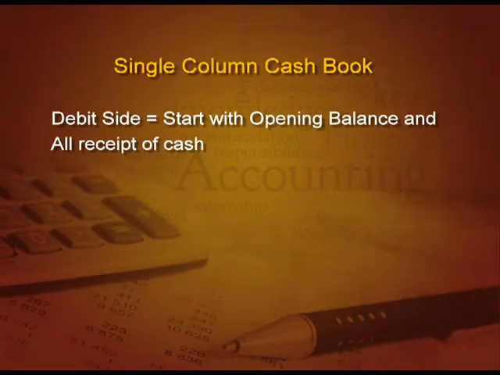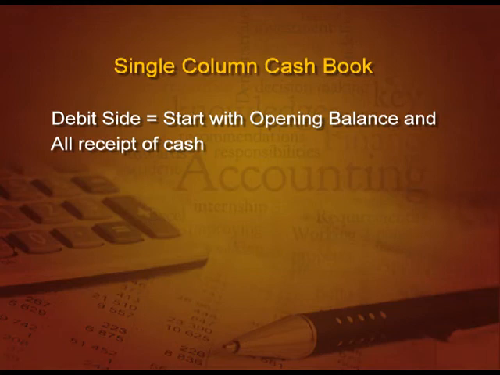It starts with the debit side, and in the first point we write opening balance of cash, because it is just a single column cash book. So, we record opening balance of cash, and then we record all the receipts of cash, whether it is by cash sale of goods or by cash sale of furniture.